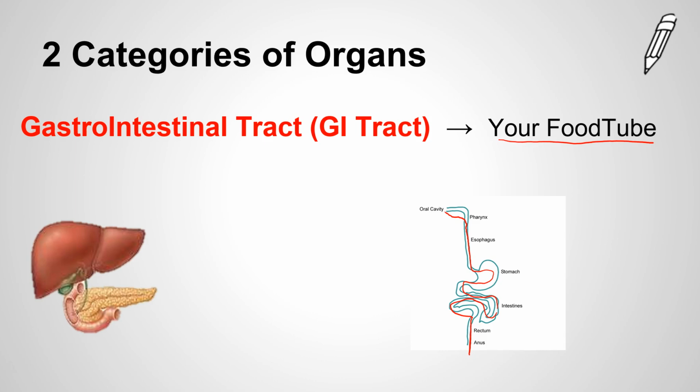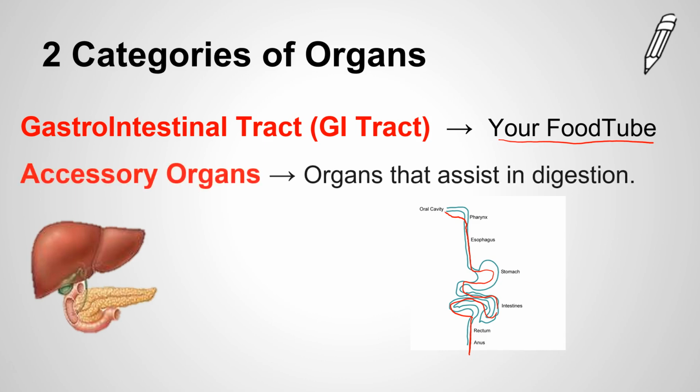The second category of organs we have are the accessory organs. And again, an accessory is something that assists or helps in digestion. Okay, so food isn't going to pass straight through those organs. Those organs are just going to help and aid in that digestion. Okay, so for example, the accessory organs that we're going to talk about are the liver, the gallbladder, and the pancreas. Okay.